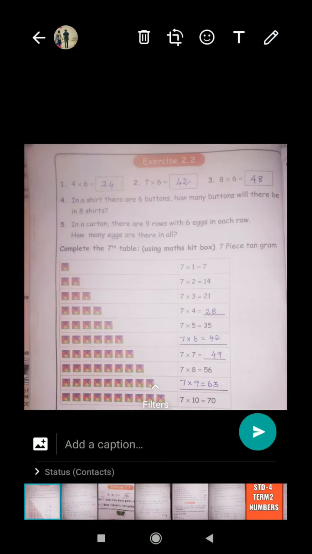In a carton there are 9 rows with 6 eggs in each row. How many eggs are there in all? So there are 9 rows, and in each row there are 6 eggs. So how to find the total number of eggs?